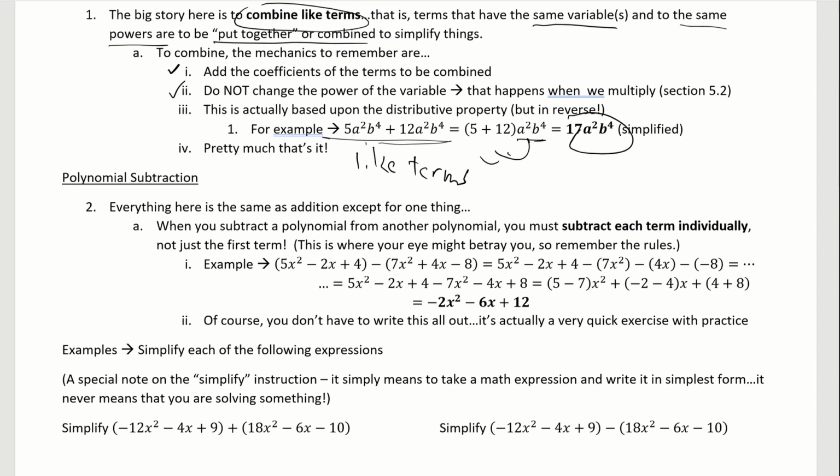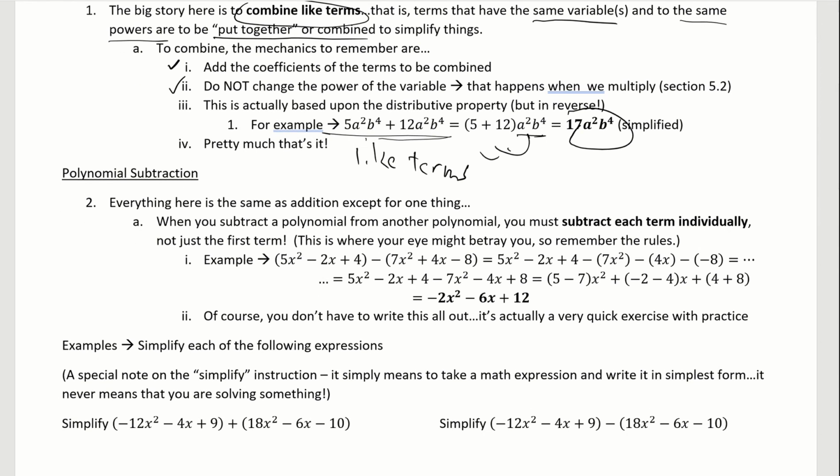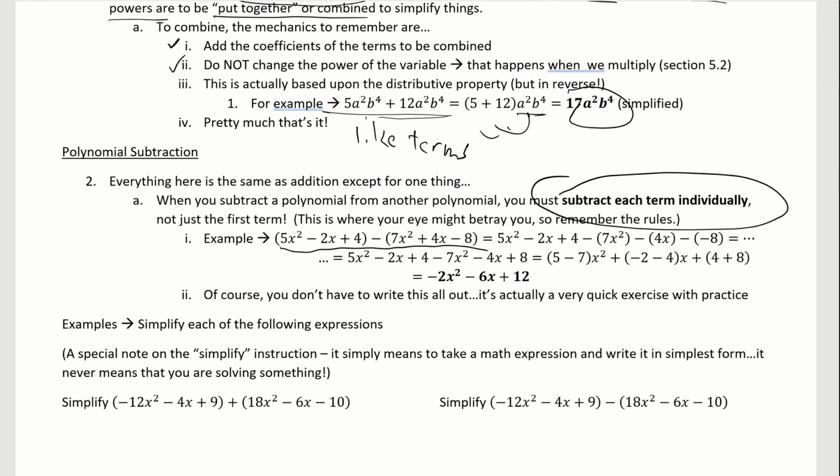Okay, subtraction is the same thing, except I've got some nice notes here for you. When you subtract a polynomial, you must subtract each term individually, not just the first term. And I say here, your eye may betray you, so remember the rule. So here's the problem right here. Here's an example of a problem. 5x squared minus 2x plus 4, that polynomial is to be, you're supposed to subtract from it 7x squared plus 4x minus 8. People who can handle addition have a little bit of trouble with subtraction.